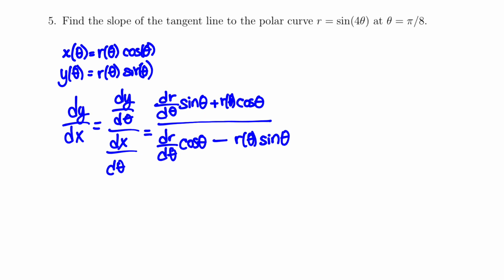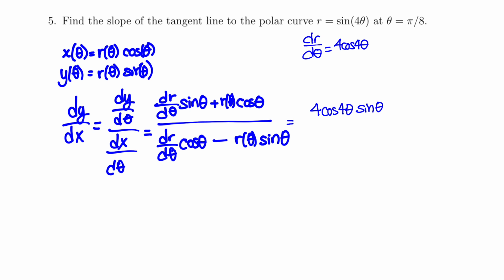Now what do we do, guys? What do you want to do? Find your stuff, right? What's dr/d theta? Very nice. dr/d theta is 4 cosine 4 theta. Yes, it is. That's really all you need, because that tells me then that dr/d theta is 4 cosine 4 theta.